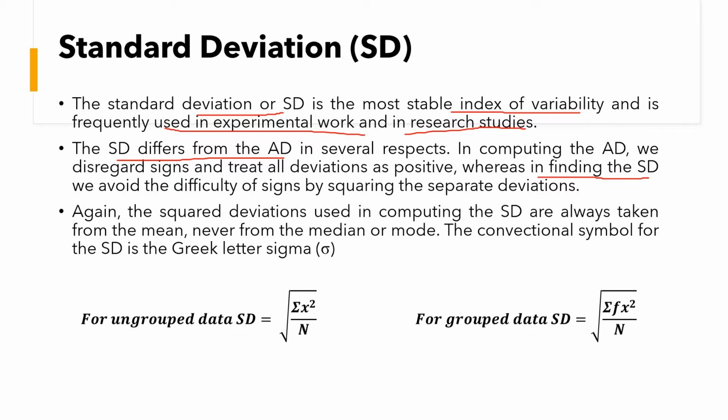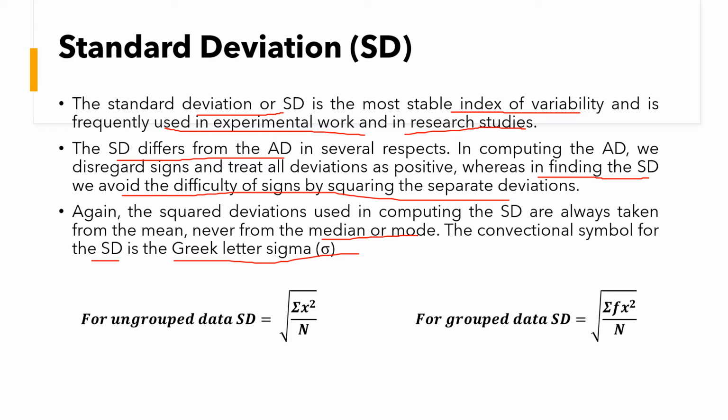Average deviation and standard deviation are totally different. In average deviation we ignore the sign, but in standard deviation we avoid this difficulty: we just square the separate deviations and after that we divide by n. This is the basic procedure of calculation of standard deviation. Computing is always from the mean value, not from the median or mode. Standard deviation is totally based on the mean value, and generally we use SD as a short term for standard deviation, and the Greek letter sigma is very popular for standard deviation.